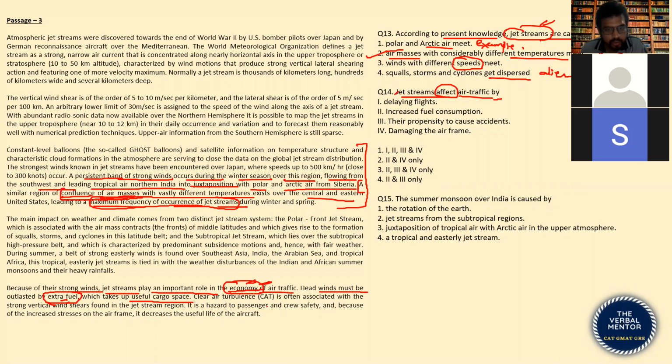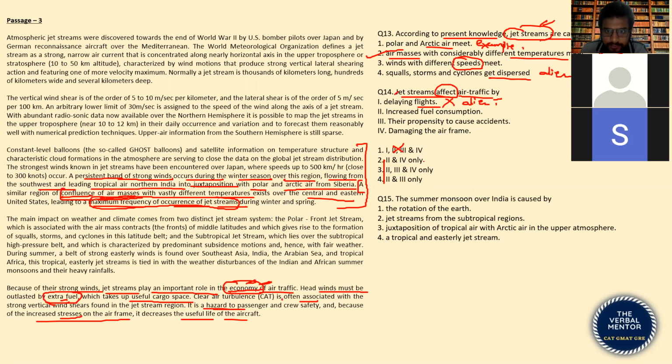CAT, wow, we love this word for some reason. So CAT is often associated with the strong vertical wind shears found in the jet stream. It is a hazard to passenger and crew safety also. Okay, okay. So accident risk increases because the airframe is stressed. It also decreases the useful life of the aircraft. Fine enough. Delayed flights, no, not read anywhere. One is out. If one is out, this is out. Increased, the two is there in all the answer choices.